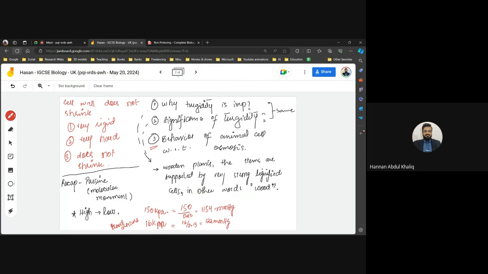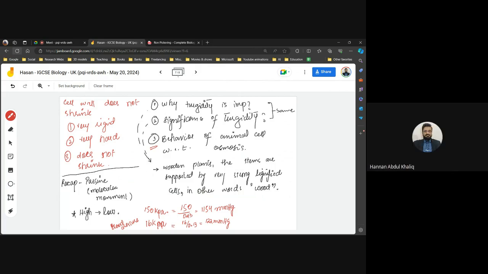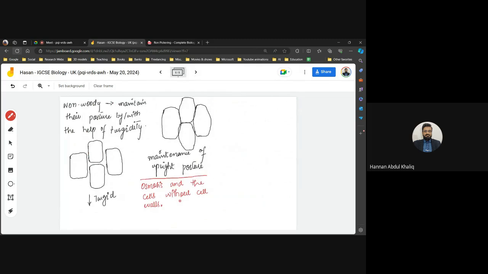So simply put, it's a pressure that we cannot even imagine to exist in our body. What pressure? The turgor pressure. Getting it? Turgor pressure is so high that we cannot imagine it in any human body, in any animal body. So the question is, how are the cells without cell walls going to manage it?